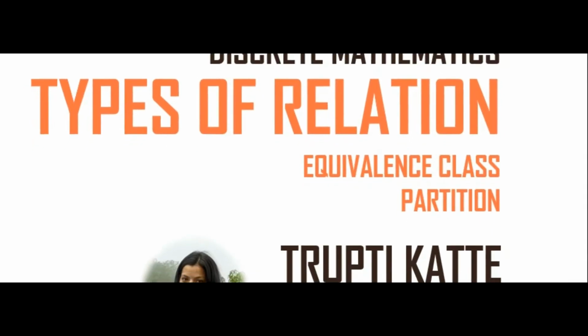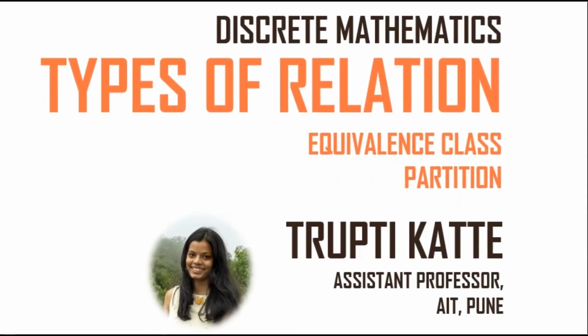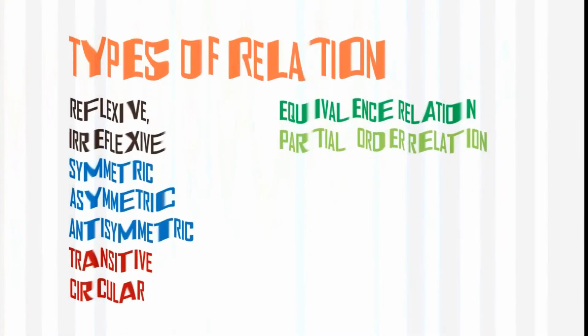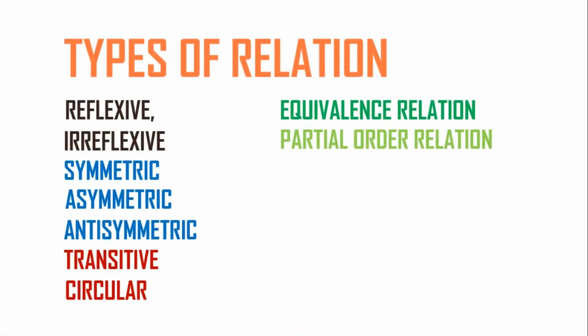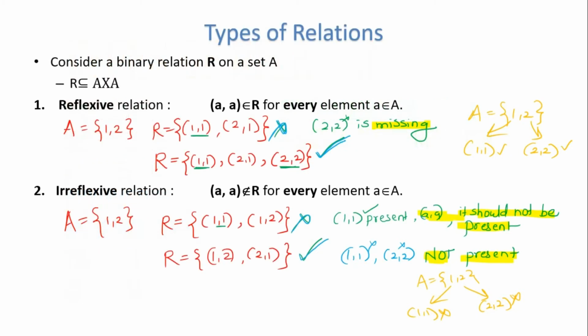In this video, we're going to learn about different types of relation, equivalence class and partition. There are 7 basic types of relation: reflexive, irreflexive, symmetric, asymmetric, antisymmetric, transitive and circular. Based upon these basic types of relation, we again have 2 types of relation: equivalence relation and partial order relation. Let's begin with different types of relation.